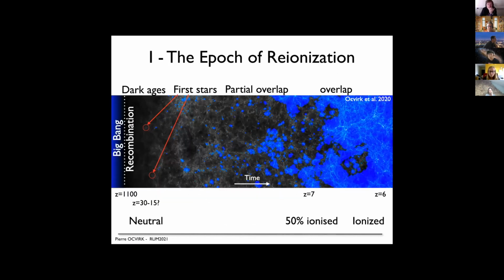So reionization, in a nutshell, this is a time frame with time going to the right. Okay, Big Bang is here. After Big Bang, you have recombination. Then the first stars formed in the dark ages. They start reionizing the IGM. There's soon some sort of partial overlap between the HII regions that these first stars produce, and then later on you have a stronger overlap between these HII regions, and between redshift 6 and redshift 5, we don't know exactly when, the universe becomes completely reionized.